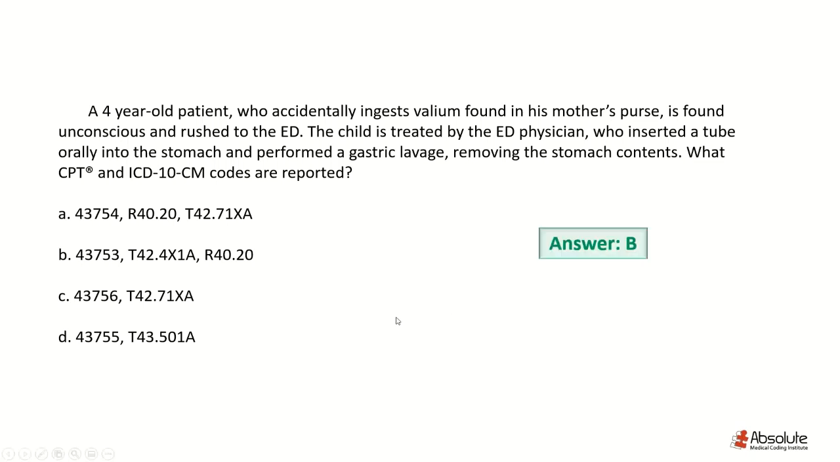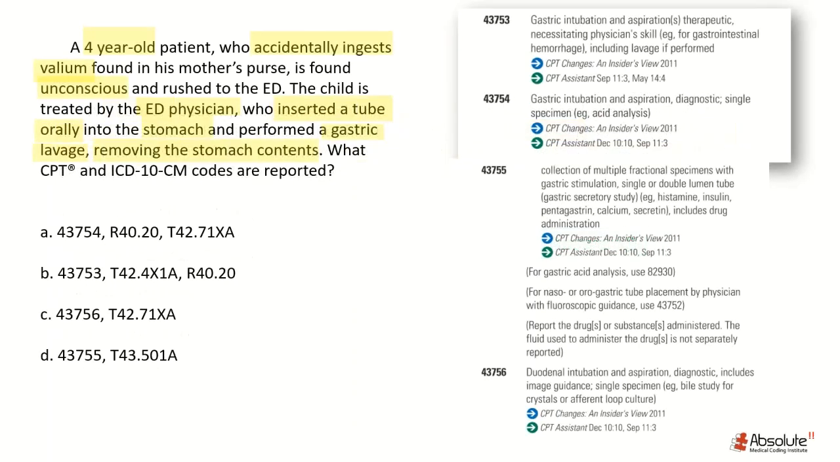So we have here, it is answer B. And I do believe everyone pretty much got that. If you didn't the first time, with a little nudge, you did. This is a 4-year-old who has accidentally ingested Valium. They've been found unconscious, and the ED physician, after arriving at the ED, inserted a tube orally into the stomach. They performed gastric lavage, removing the stomach contents.